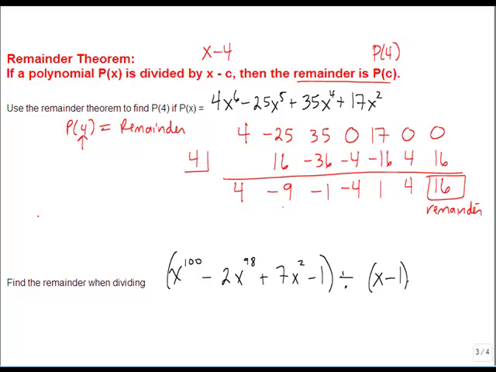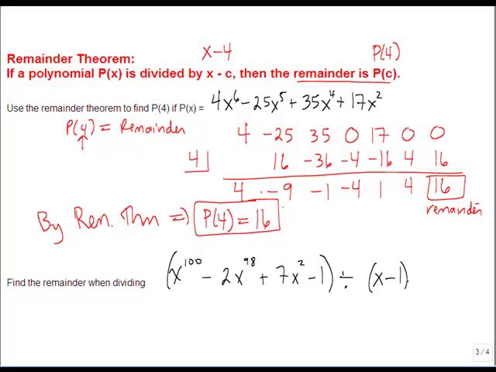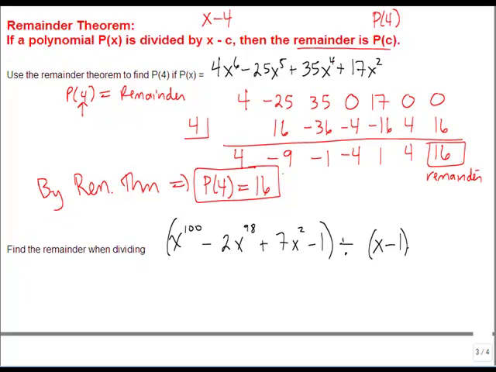And by the remainder theorem, that means the remainder that was 16 must also be the value that I would have gotten if I had substituted in 4 into the original polynomial. So the value of p of 4 must also be 16. They match. The remainder and the value from substituting are always equal.